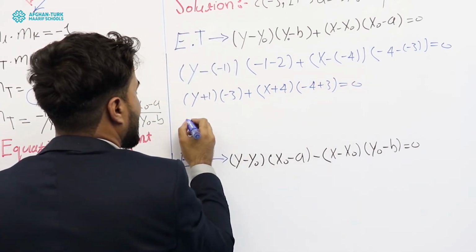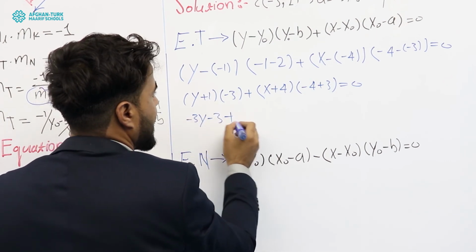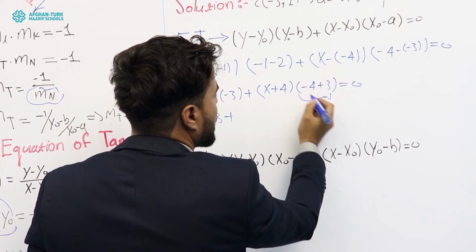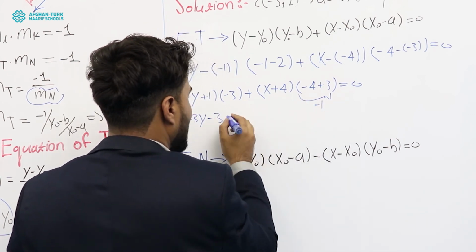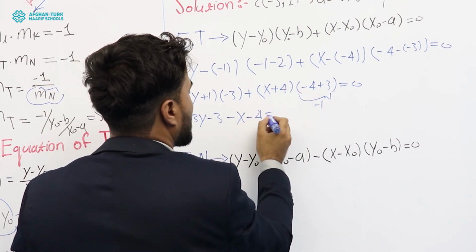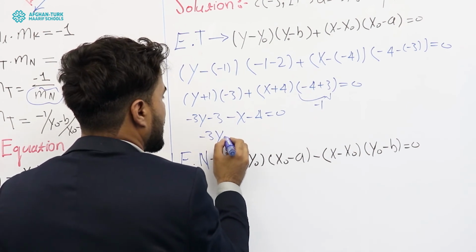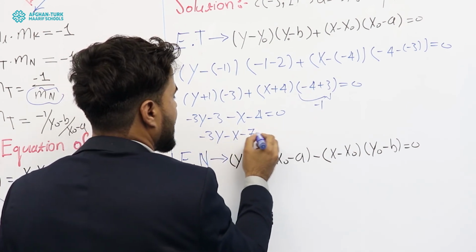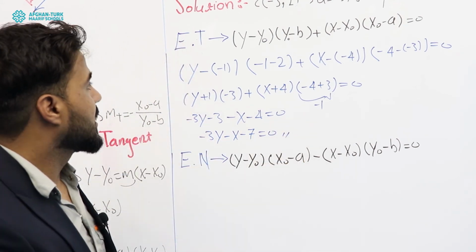So minus 3 times y, minus 3y, minus 3 times plus 1 is equal to minus 3, plus in here the value of this one will be minus 1. Minus 1 times x is equal to minus 1 minus x, and minus 1 times 4 is equal to minus 4, equal to 0. So in here we can write it like this: 3y minus x minus 7 is equal to 0. This is the equation of tangent.